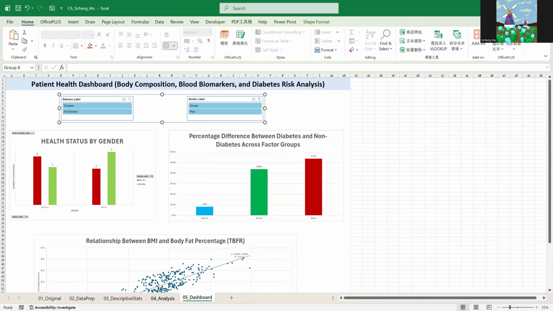So these are the main insights from my analysis. Overall, BMI and body fat show a clear relationship, and blood factors, especially glucose, are the strongest indicators of diabetes in this dataset.